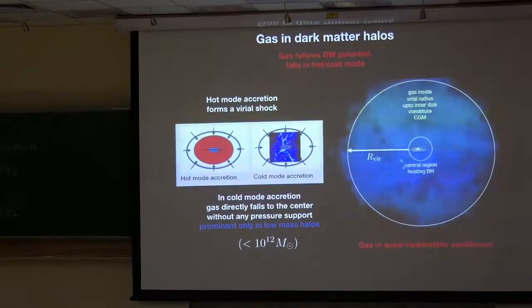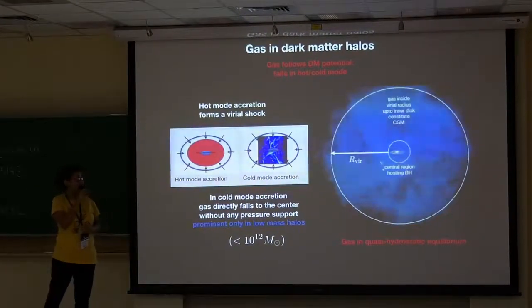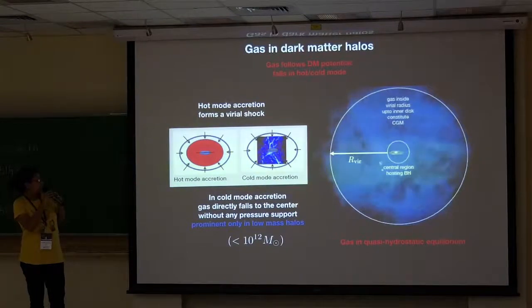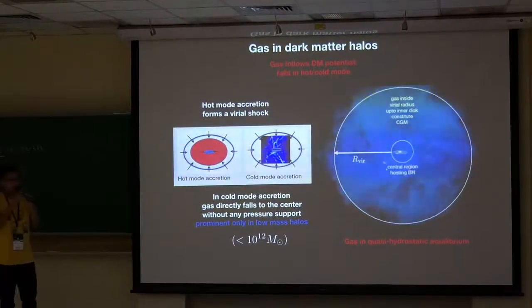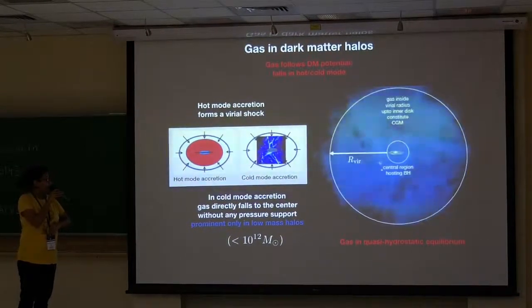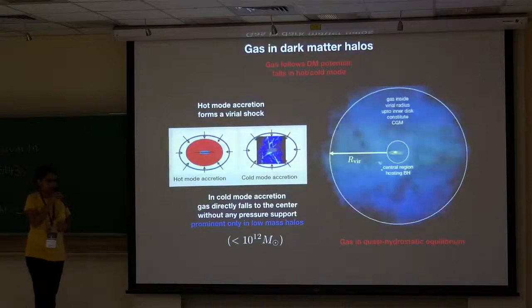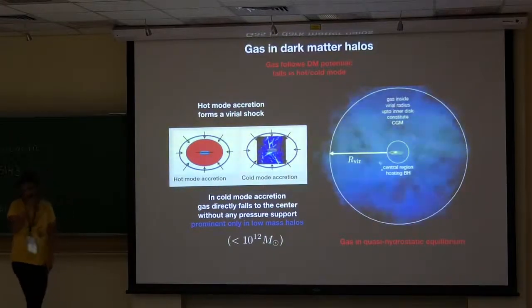So what happens to gas in such halos? First of all, gas starts following the dark matter potential, and there are two kinds of accretion modes. One is where the gas falls in, gets shock heated, forms a virial shock, and then forms a quasi-hydrostatic equilibrium, which is a hot atmosphere. And in very small halos, roughly around 10 to the power 12 solar mass, sometimes this gas doesn't go through the shock and directly falls to the disk. That is also known as cold mode accretion.